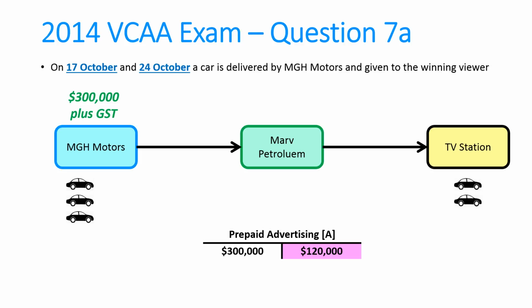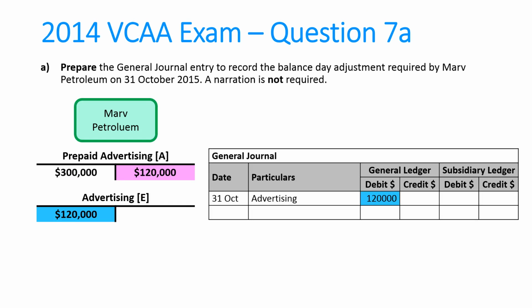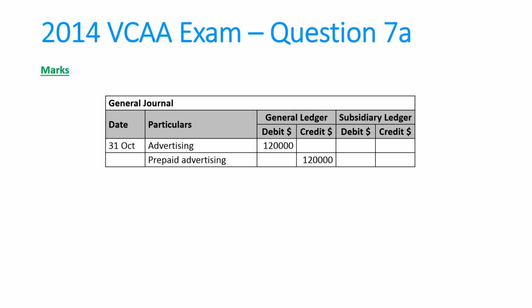And basically, they've actually just used up some advertising. So what we'll do is decrease the asset. And what that does is that becomes an expense now called advertising. So it's actually a pretty simple transaction. It's just that people couldn't look at it and recognize what it was. All it was, you used up prepaid advertising of $120,000, and that's the entry that we need to make. So you had to do that in the general journal. So we got the date, which was the last day of October. It said, can you record the balance day adjustment on the 31st of October? We had a debit to advertising and a credit to prepaid advertising, and narration was not required, so we didn't need to make one.